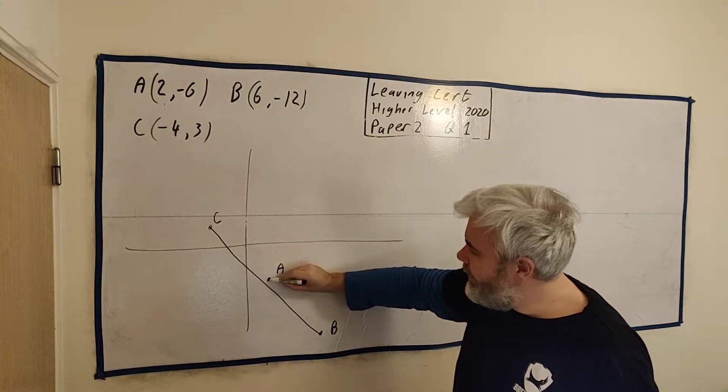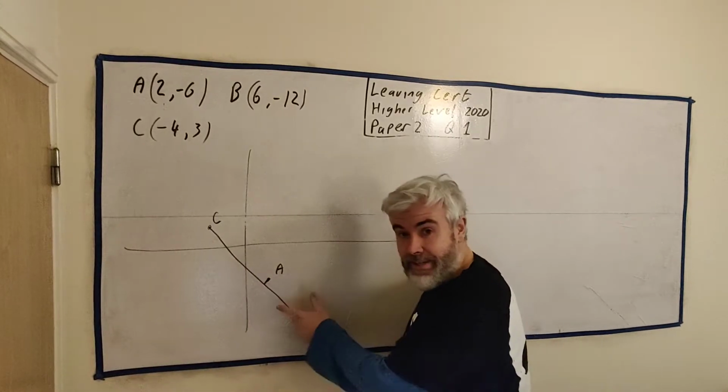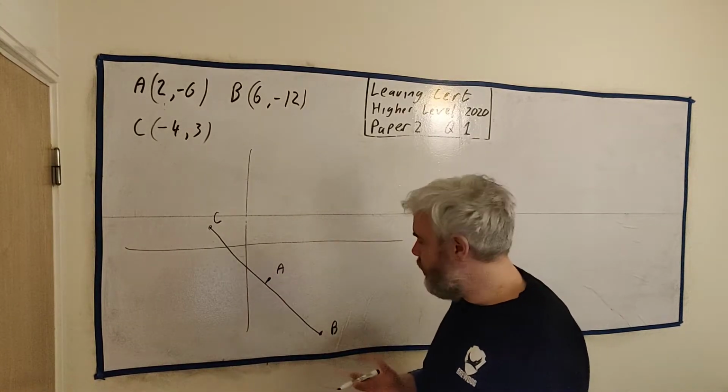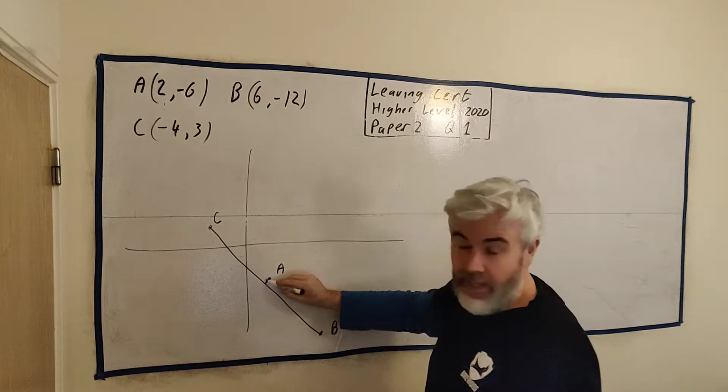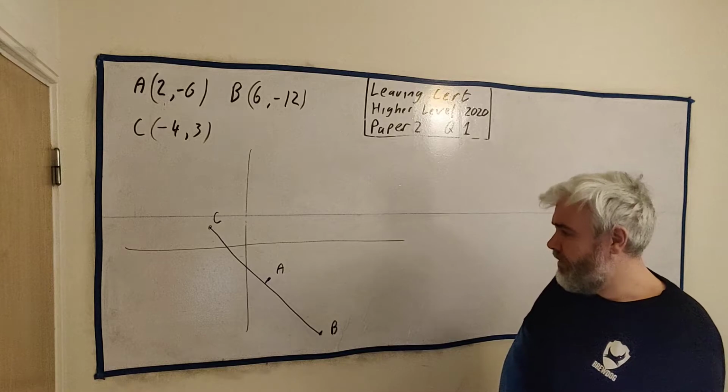But they're asking us to find the distance from A to this line. If they're on the same line, it'll be 0. If it's a little distance, we'll get a little number. If it's a large distance, we'll get a large number. That's what they're asking us to do.